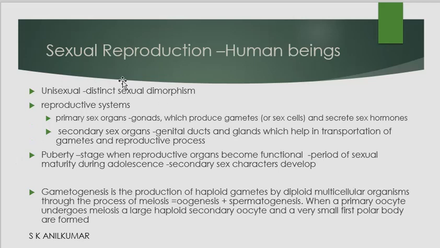Unisexual reproduction means distinct sexual dimorphism is available. But in human beings, we have reproductive systems. What is that? The primary sex organs are there. What are they? Gonads, which produce the gametes or the sex cells. And the primary sex organs secrete the sex hormones.